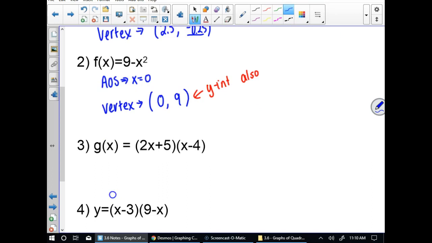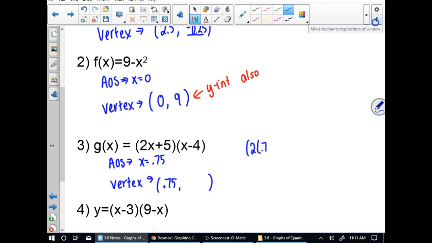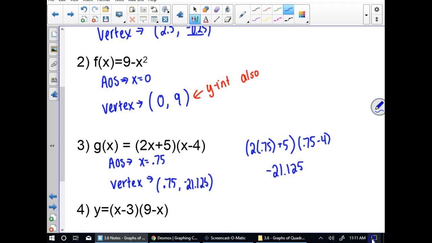Okay. For number 3, our axis of symmetry was x equals 3/4 or 0.75. So that means our vertex is at 0.75. We need a y coordinate. So we would say 2 times 0.75 squared plus 5 times 0.75 minus 4. It is fine with me if you use your calculator there. And I think you should get negative 21.125 for that.